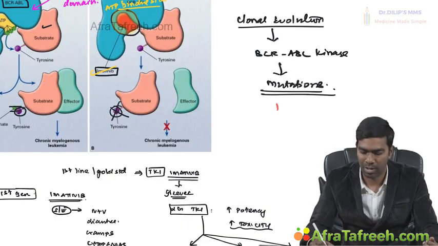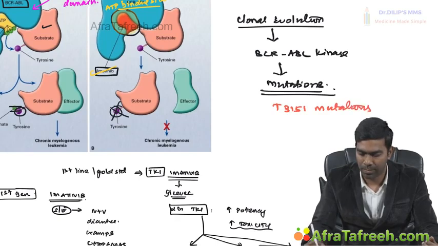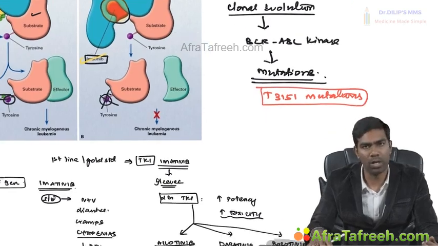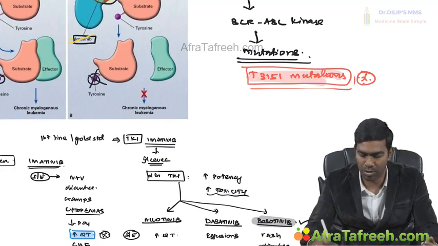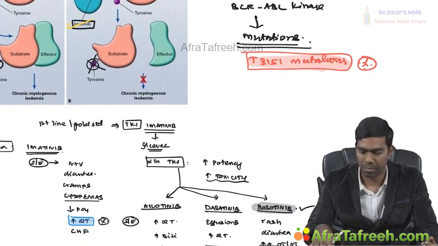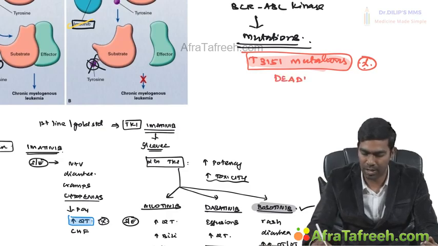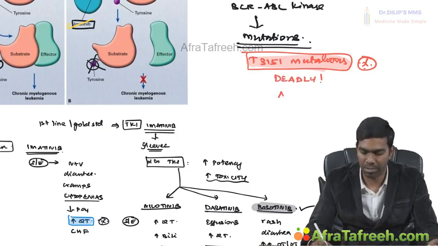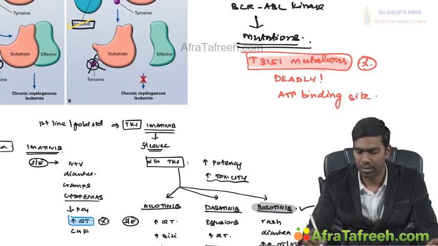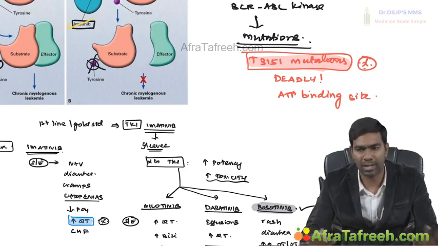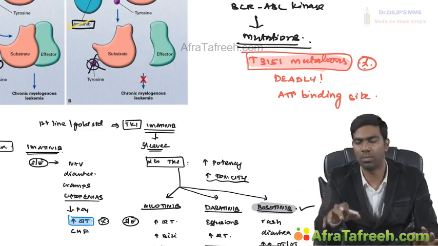But the most important mutation that anyone has to remember is the T315I mutation. This is the only mutation you have to remember. It is a very, very important mutation as far as CML is concerned, because this is regarded as one of the deadly mutations. And where does it happen? It happens in the locking site of the drug, that is, the ATP binding site. Remember, many other mutations are there in the ATP binding site itself. I'm not telling you this is the only mutation in the ATP binding site.